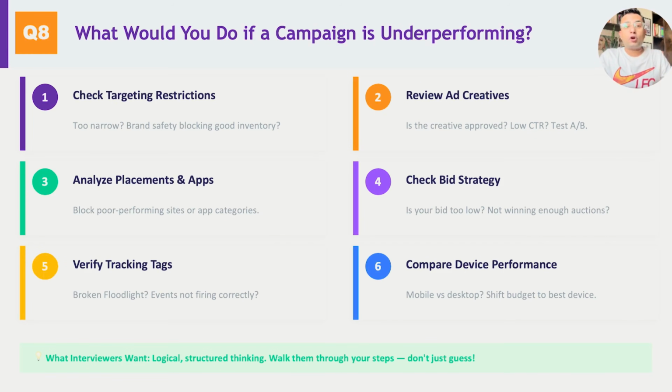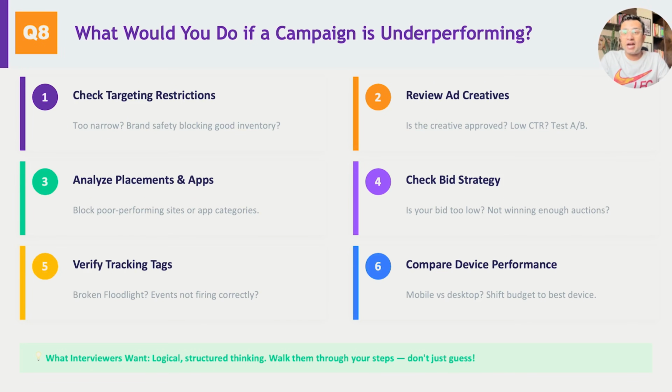Next question would be, what would you do if a campaign is underperforming? One of the most asked questions to analysts and account managers, that how do they actually optimize underperformance? Okay, you can give a word-to-word answer as I'm telling you right now. You can take a pen and paper and note it down because it's very important. You will say, I will check targeting restrictions. Is it too narrow? Is brand safety blocking good inventory?